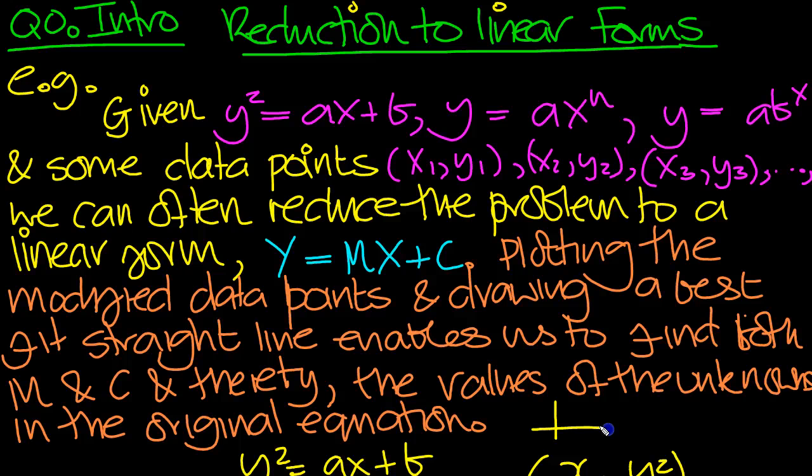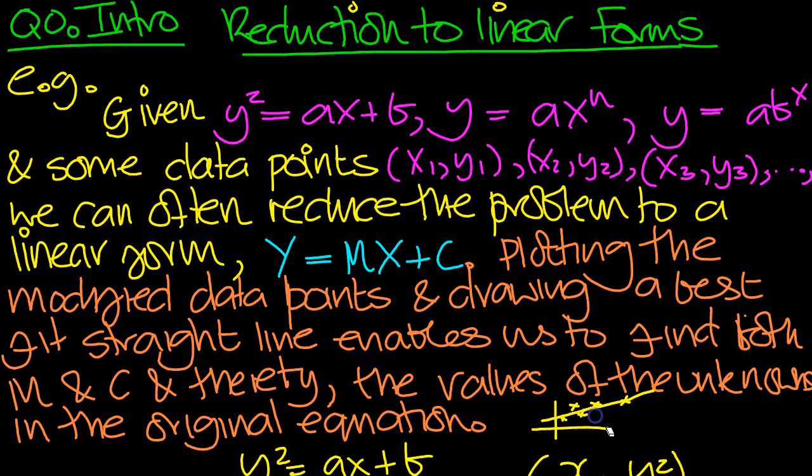So we'd end up with an axis, we'd have some points that we'd then be able to plot. We could draw a straight line of best fit through them, and we could work out the gradient, just the slope of the line, and the intercept. This would give us capital M and capital C. And then once we've got that, we can go back to the original problem, because we would then be able to determine the unknowns A and B, say, or A and N, or A and B here. So it's best explained by examples.